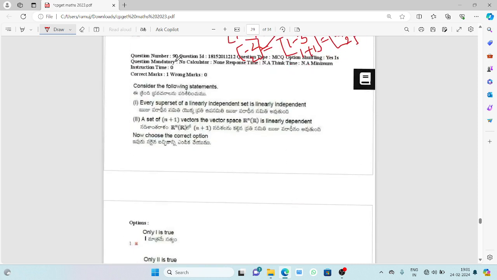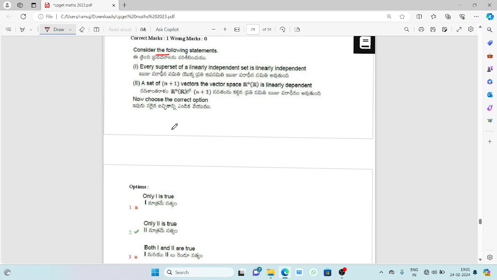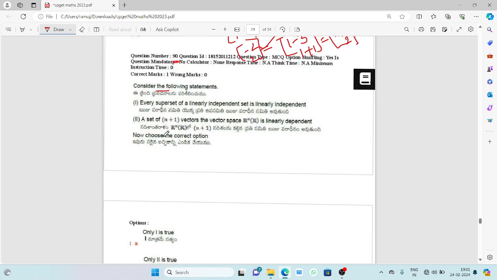So the 19th question is, he already provided two conditions. He is asking which one is the correct one and which one is the true statement or the false statement. So, every superset of a linearly independent set is linearly independent. That is a false statement.